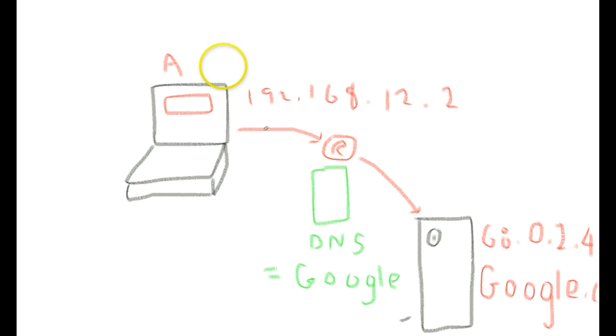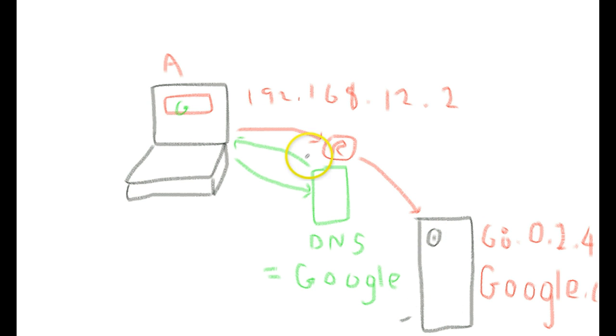Same thing happens here. When you type in google.com into your URL right here, and you send it out, the computer does not know what to do with this. So the first thing that happens is that the computer sends that google.com to the translator here, and the translator is called a DNS. The translator then in turn sends back 68.0.2.4 to the computer. Now the computer knows which computer or which server to send the information to.